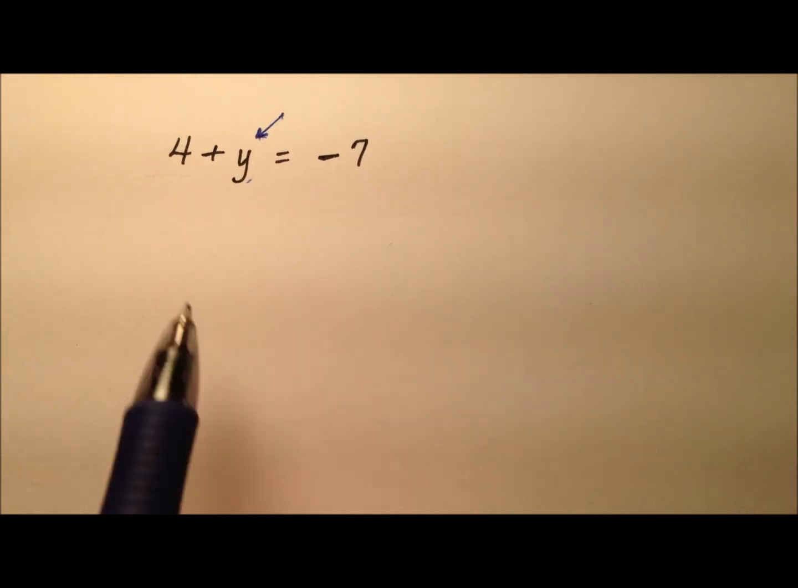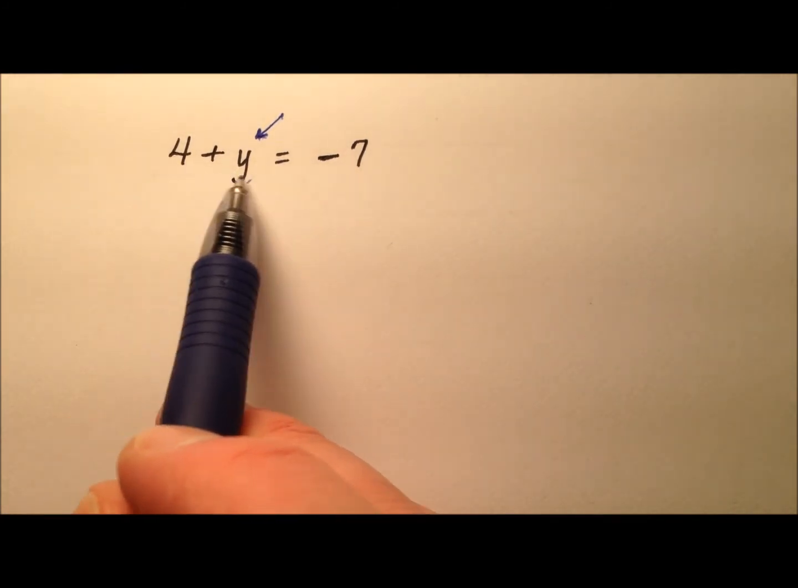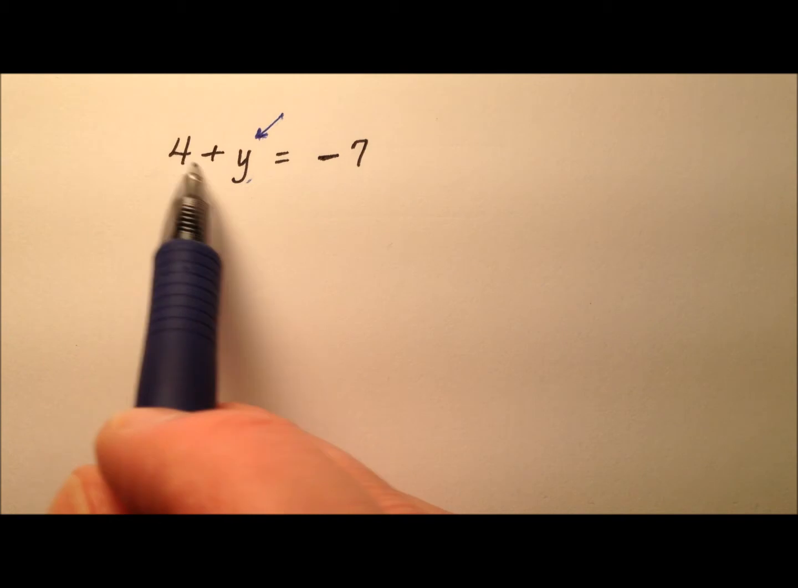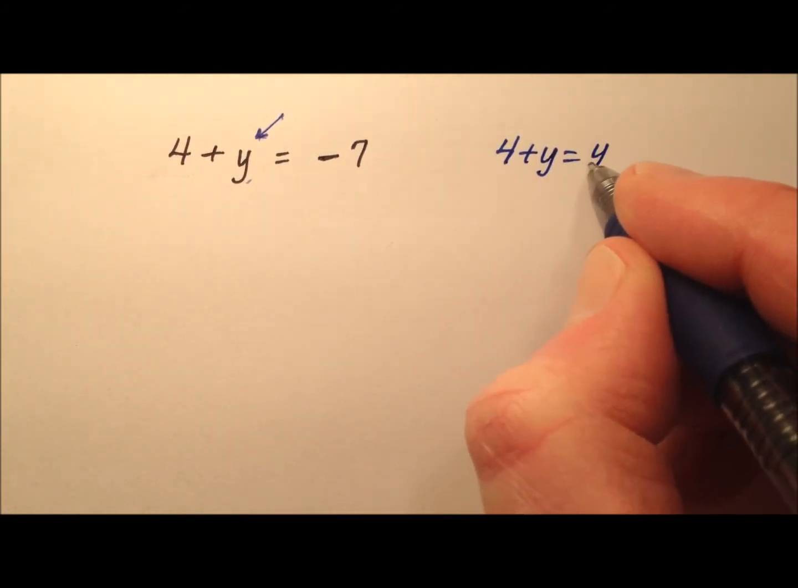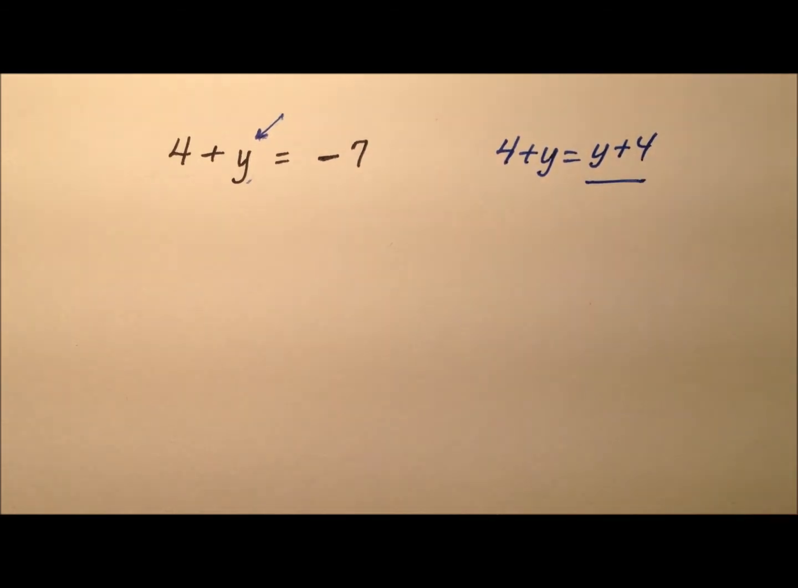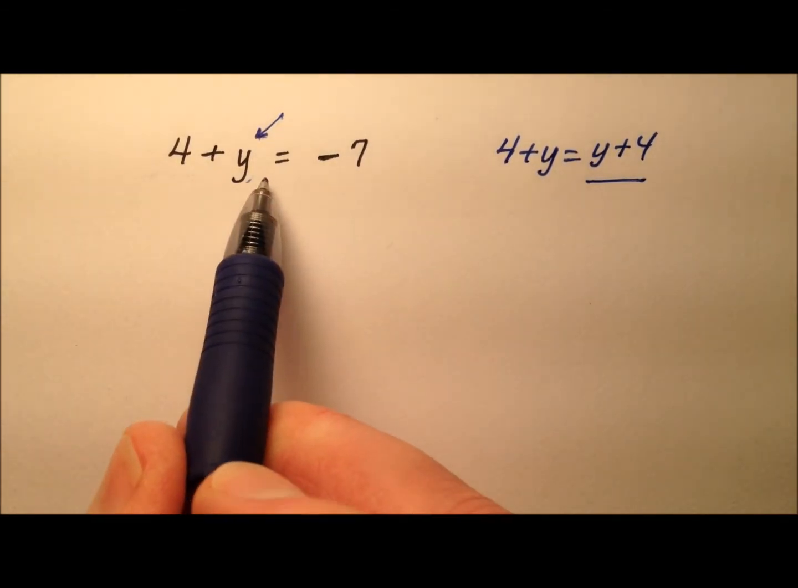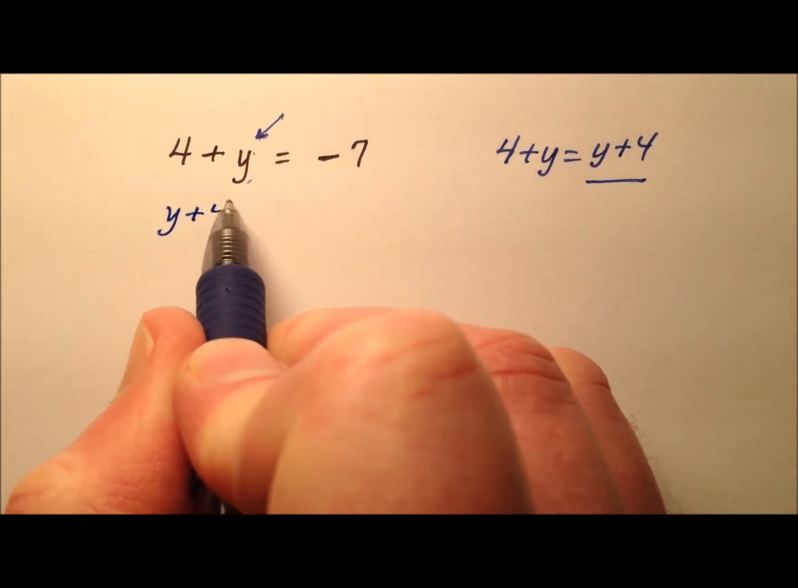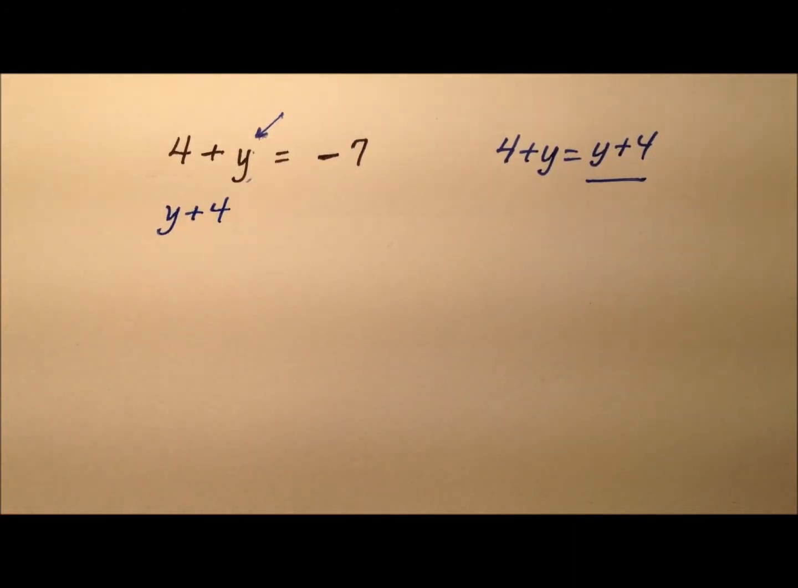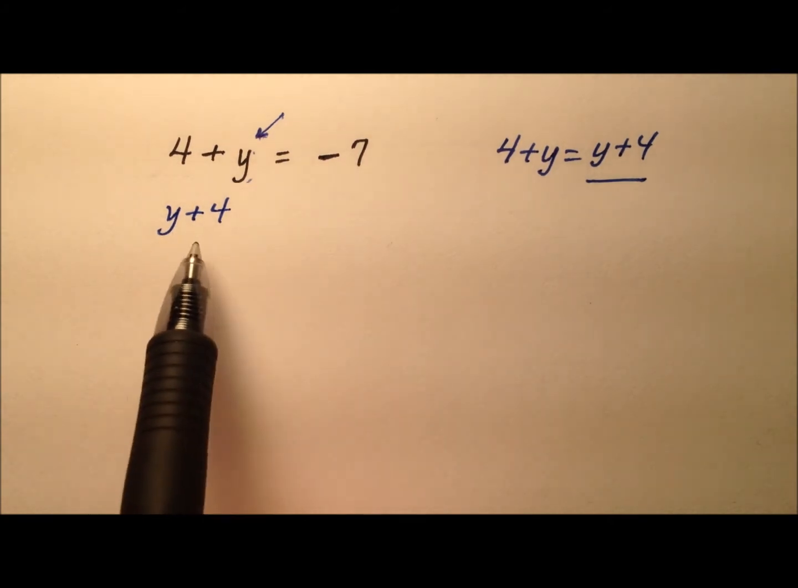Well, remember that addition is commutative, which means it doesn't matter the order we do it in, you still get the same answer. So 4 plus y is the same as y plus 4. So if you would like, think of it this way, that this really isn't 4 plus y, you can also call it y plus 4. Well, at this point, I think it's pretty obvious as to what we're going to do.